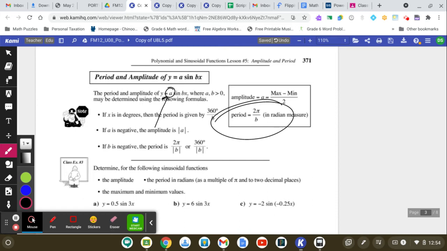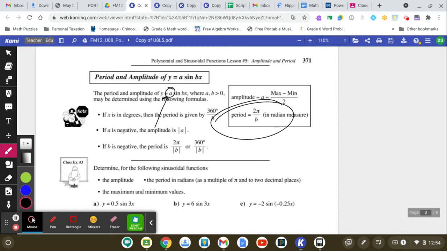On page 371 at the top, there's actually a box. In that box, it has this information. So the b that's in the formula is not the period, but it helps you determine the period. You take 2 pi, which is the normal one, and you divide by b.